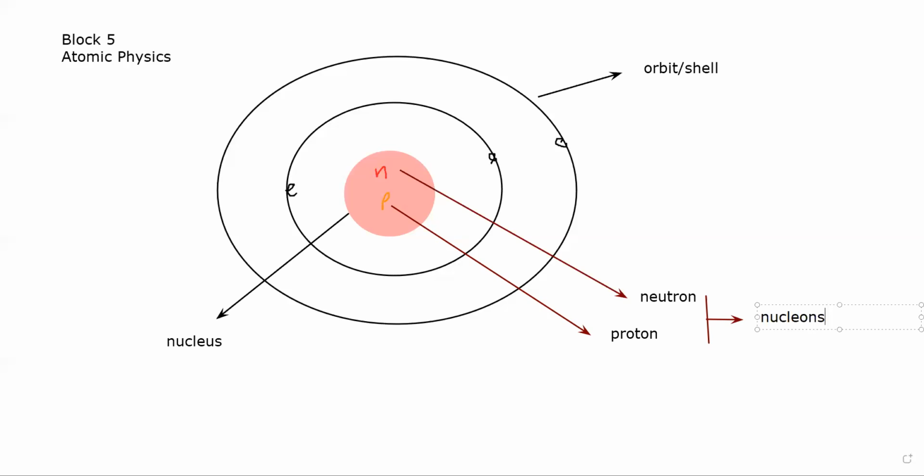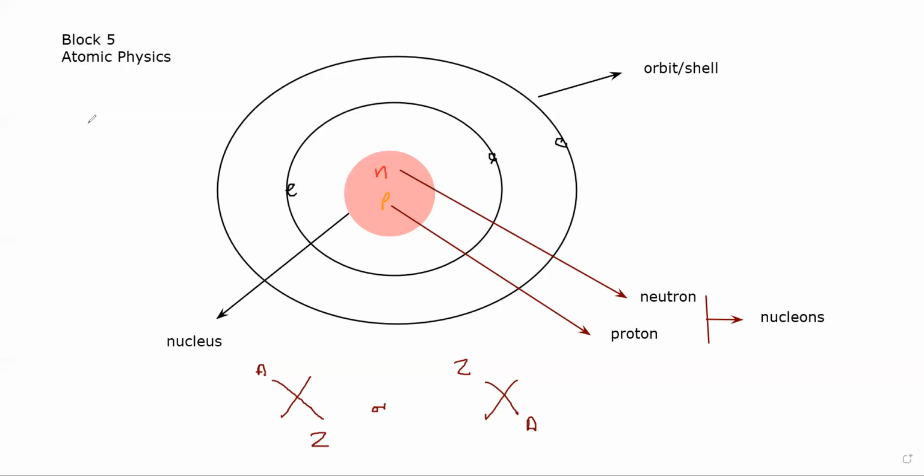So when we represent any atom, the symbolic representation of any atom, it can be represented by the symbol of that element. A is the nucleon number or mass number, and Z is the proton number. So Z is the proton number and A is the mass number.